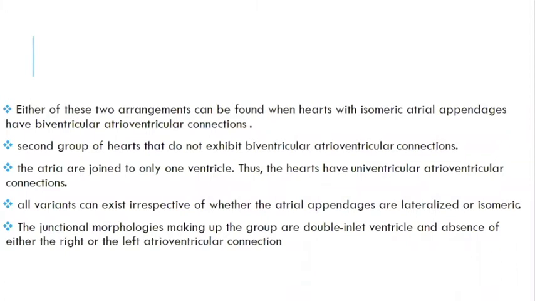The second group of hearts do not exhibit biventricular atrioventricular connections; the atria are joined to only one ventricle, thus the heart has a univentricular atrioventricular connection. All variants can exist, irrespective of whether the atrial appendages are lateralized or isomeric. The junctional morphologies making up the group are double inlet ventricle and absence of either the right or the left atrioventricular connection.